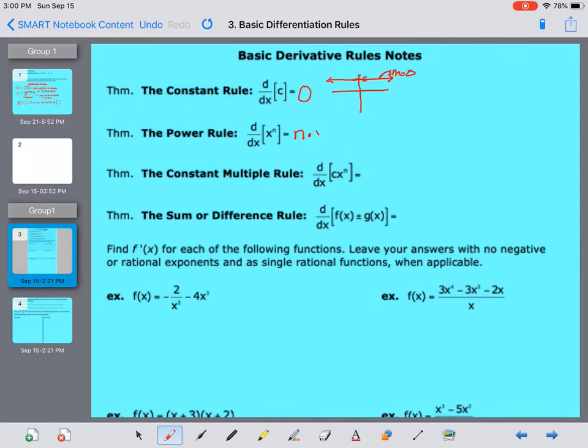The power rule says to take our exponent, multiply it in front, and take our variable and raise it to the power minus 1. So we're first multiplying, and then we're subtracting 1 from our exponent. Now if there's a constant in front, that's the constant multiple rule. We put the power rule and the constant rule together because it's just easier to do it.